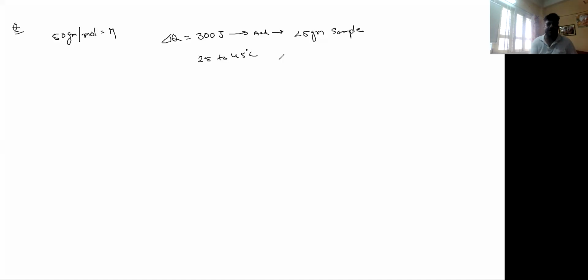Calculate number one, thermal heat capacity. Number two, specific heat capacity. Number three, molar specific heat capacity. Find it quickly.